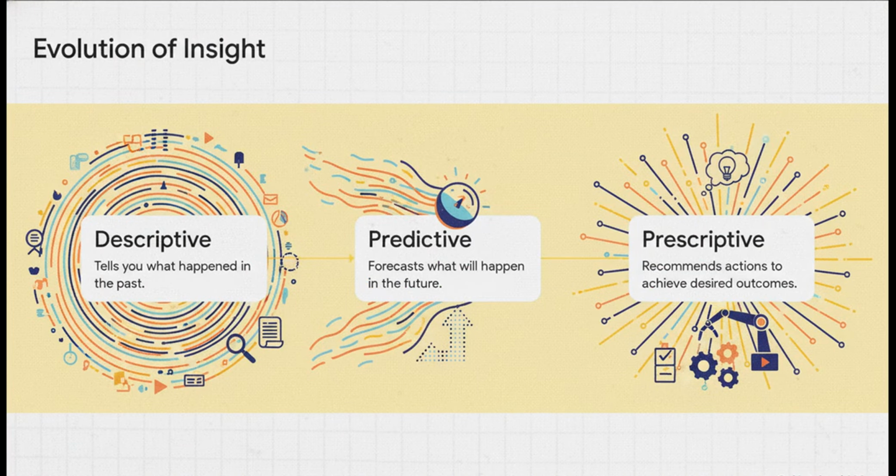So the twin went from being descriptive, just telling us what happened, then it became predictive, forecasting what will happen. But the ultimate stage, the real holy grail, is prescriptive. The twin doesn't just predict a problem, it simulates a bunch of potential solutions and tells us the best course of action, what we should do about it. It becomes an active, strategic advisor.